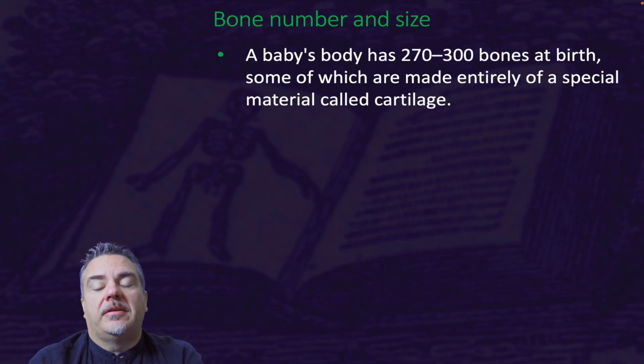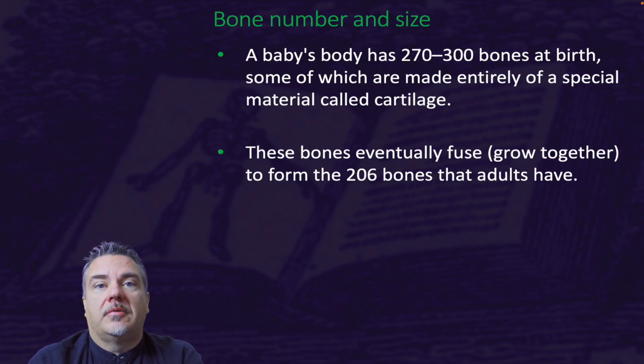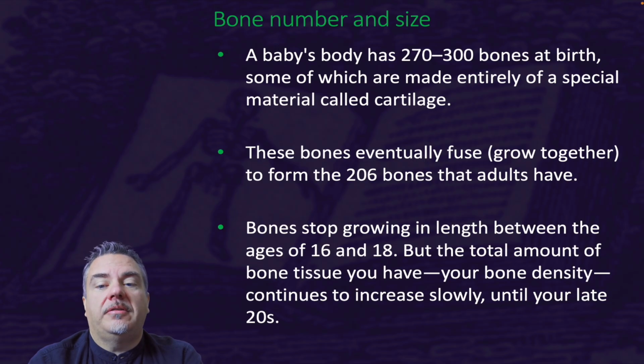A baby's body has 270 to 300 bones at birth, some of which are made entirely of a special material called cartilage. These bones eventually fuse or grow together to form the 206 bones that adults have. Bones stop growing in length between the ages of 16 and 18, but the total amount of bone tissue you have, your bone density, continues to increase slowly until your late 20s.